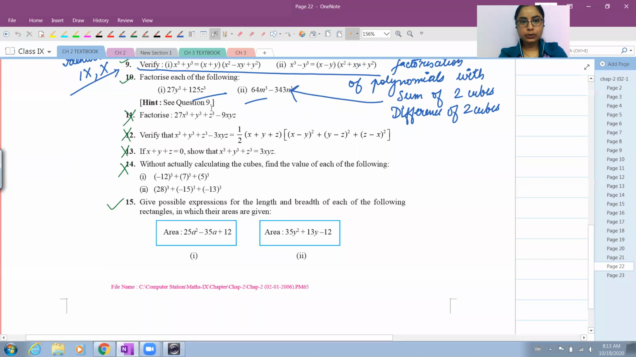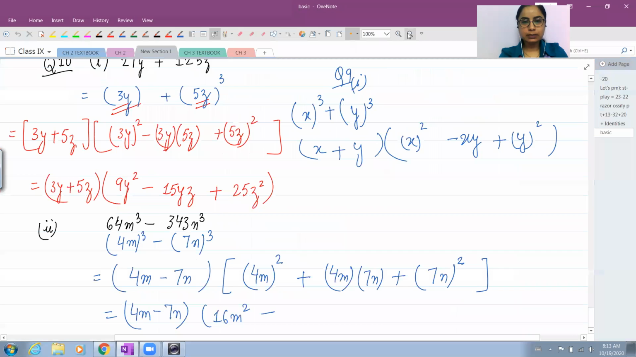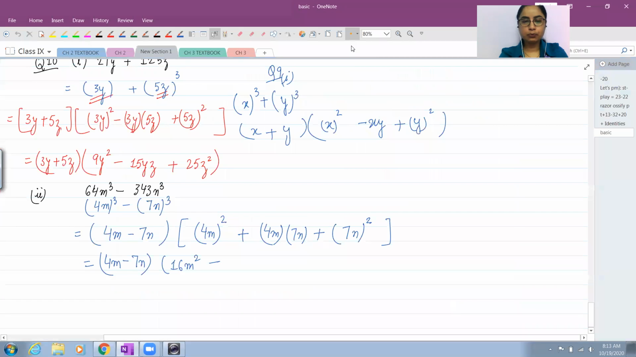This is the question that we were doing that day. Question number 10, second part. I actually think that you have already completed it because I was left at the last step where I have to just simplify the bracket. So you probably have done it. I would just like to complete it now, and then we'll take up the next question.